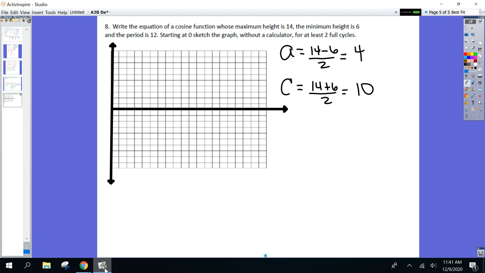How are we doing the B value? Use the period formula. Period, which is 12. 12 equals 2 pi over B. Cross multiply, Nick. I get 12B equals 2 pi. Everyone focus in here because this is a little different now. What are you dividing by, Nick? 12. Yep, divide both sides by 12.